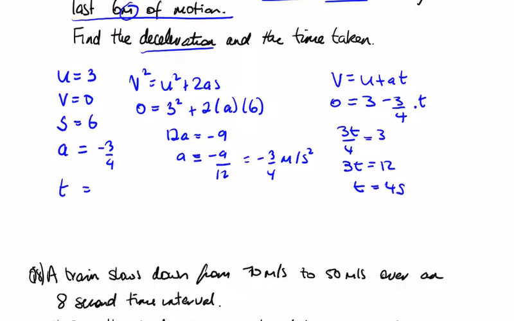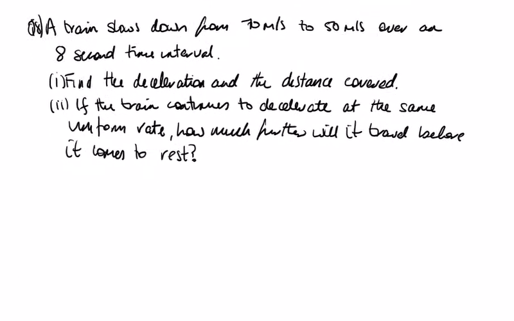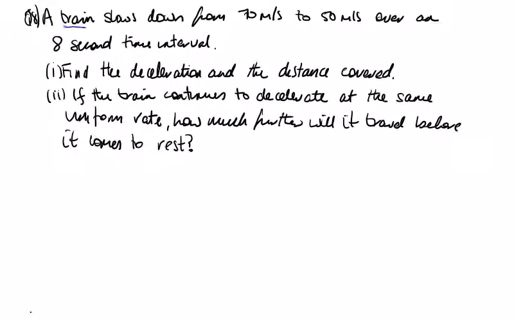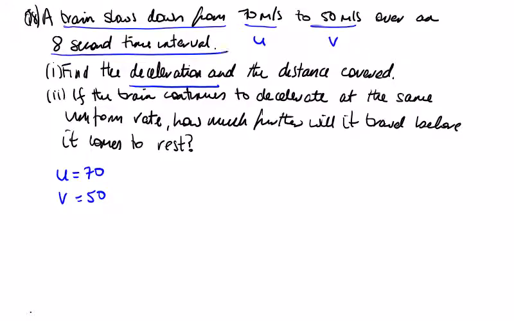So now on to question 8. See, these are quite easy. There's a lot of repetition here. A train slows down from 70 to 50, the opposite of the previous one. So u equals 70, v equals 50. Find deceleration over an 8-second time interval. So this one is the t. t is equal to 8.